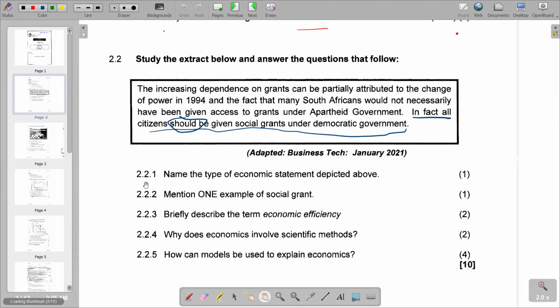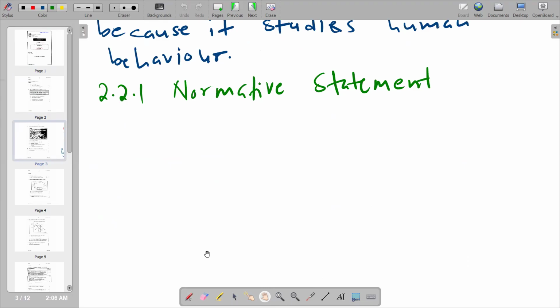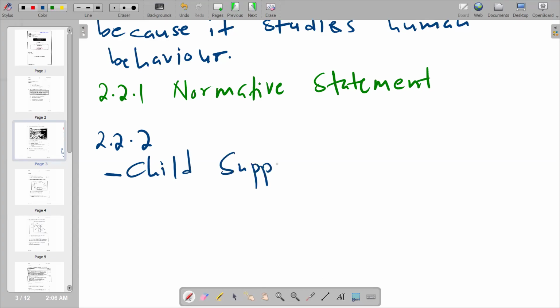And we move on to the next question, which is: name one example of a social grant. Obviously, we have various examples that we can put there. So we are just going to list some of them that we have as social grants, whereby we are going to have child support grants as one of them. Child support grants. We also have disability grants.